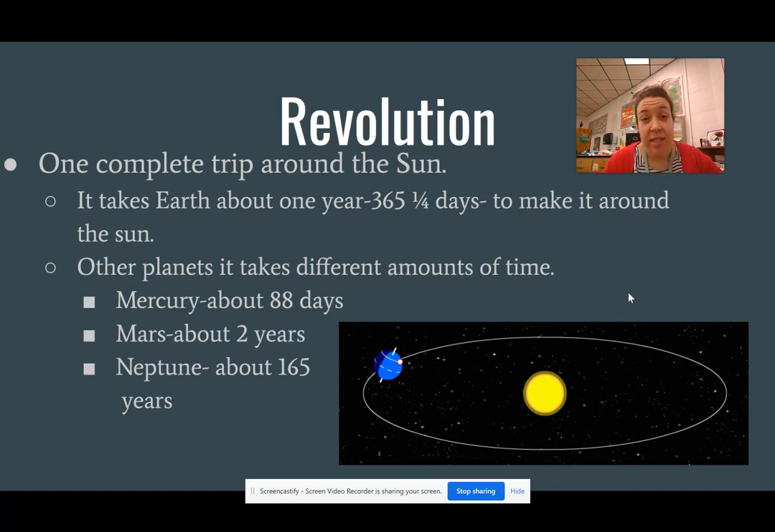The other planets' revolutions can take a lot longer, or shorter, depending on where they are in reference to the sun. For Mercury, it only takes about 88 days for their year. Mars takes 2 years, and Neptune is 165 years. Can you imagine? We wouldn't even make it one full revolution on Neptune. And for other reasons we wouldn't survive, but we won't get into that right now.